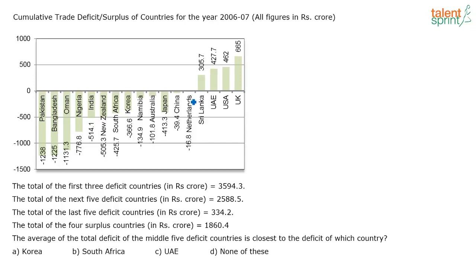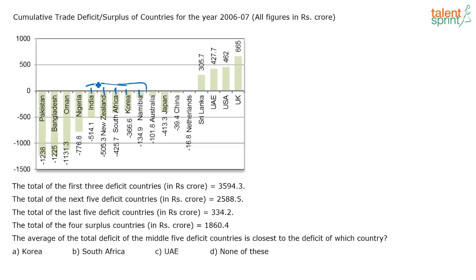Out of these 13 deficit countries, if they are asking you for the middle 5, which countries will that include? Middle 5 means you have to omit the 4 here and the 4 at that end. So in the middle you will have 5, correct? That 5 will include India, New Zealand, Africa, South Africa, Korea and Namibia.